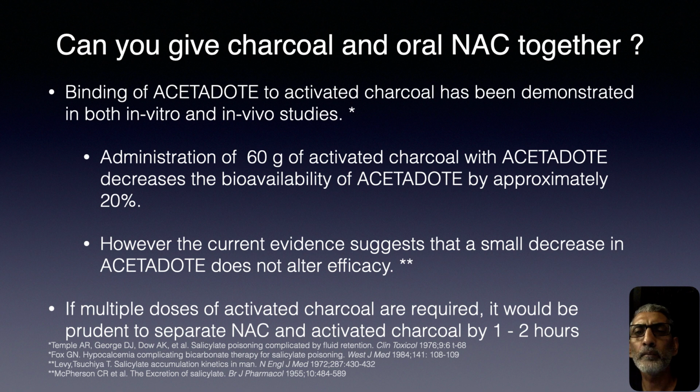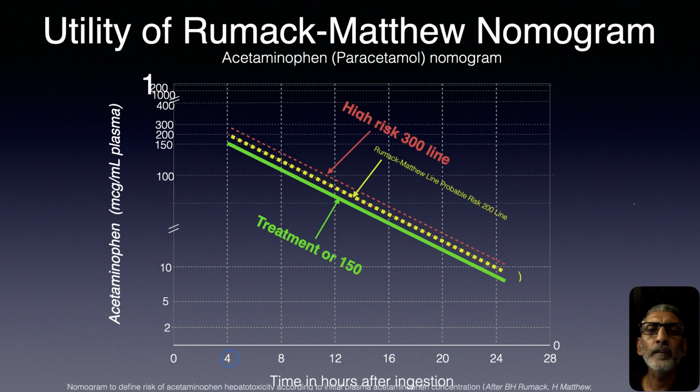There is some binding being observed, because activated charcoal is going to absorb whatever is in the gut. For example, if you give 60 gram of activated charcoal along with acetadote, it decreases the bioavailability of the acetadote approximately by 20%. However, the current evidence suggests that a small decrease in acetadote does not alter its efficacy. But if you're going to use multiple doses of the activated charcoal, then it's better to separate the acetadote and activated charcoal by at least a couple of hours.